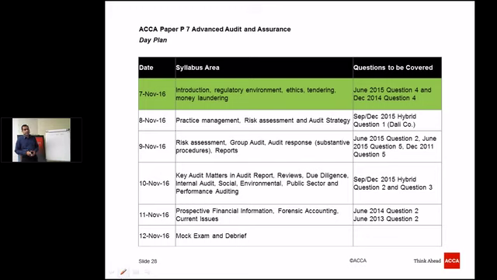For that purpose, I have chosen the December 2015 attempt of ACCA paper P7. So we will be doing question 1 of the December 2015 session, which relates to Dali Company. Moving on in the next few days, tomorrow we will be looking at group audit situations. Today we are not covering group audits because we want to be comfortable with audit planning and strategy first before we move on to group audits.